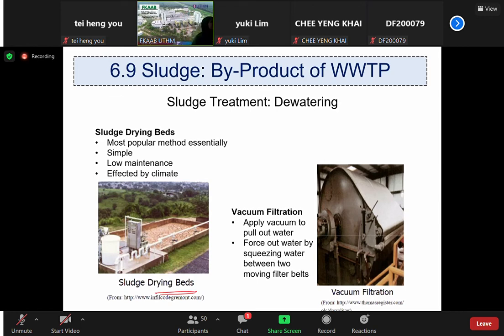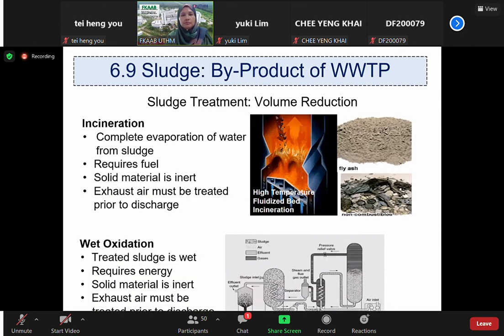So some part they can use for the golf course punya cover, soil cover, okay, macam tu lah. Or in certain part of countries, they use sludge treatment by incinerate. They bakar because I think they want to remove certain hazardous waste or toxic materials in the sludge. So they will incinerate by using the very high temperature.